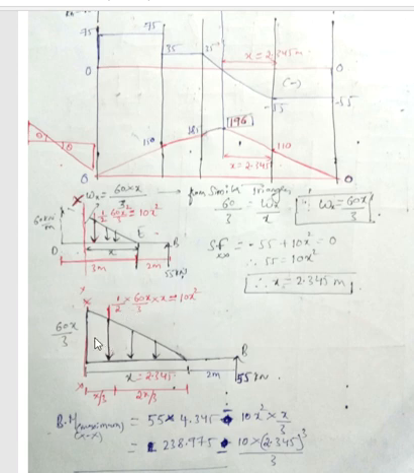So after converting this UVL into a point load, the point load value is 10x square, acting at a distance of x by 3 from this end. From this end it will be x by 3, here I have written x by 3, and from the other end it will be 2x by 3. Now why have I converted this? Again, to calculate x. So how am I going to calculate x?